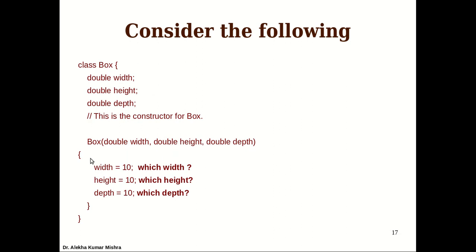But when I refer to width here, width equal to 10, height, which width? Are you referring to the data field or to the local variables of your parameterized constructor? So to explicitly refer to the width data field and the width argument, we can use this here. So the this keyword will help here.